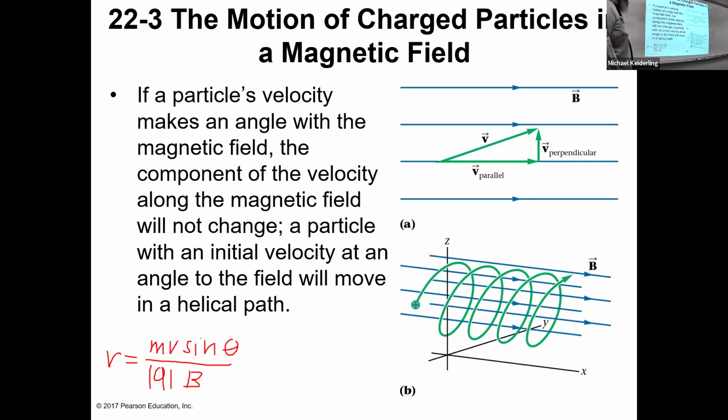This spiraling along the magnetic field lines is actually what protects Earth from things like the solar wind. Earth's magnetic field redirects charged particles coming from the sun. They bounce back and forth along the field lines, and if they hit the atmosphere, you get the northern lights, auroras. So the radius, if it's at an angle, uses the perpendicular velocity, which is v sine theta. So the radius is mv sine theta over charge times magnetic field.